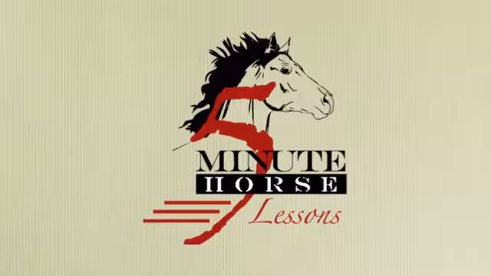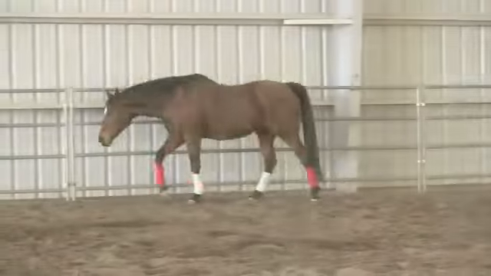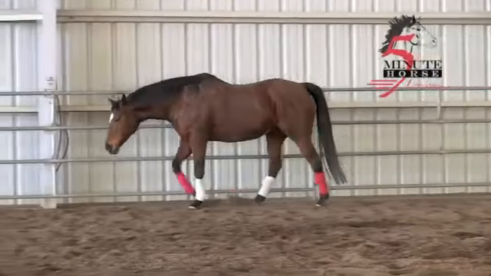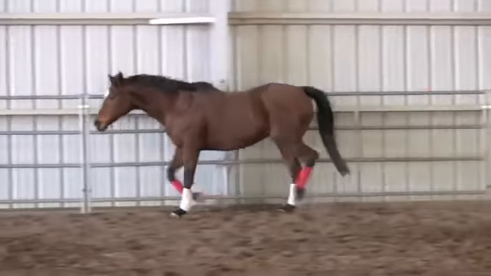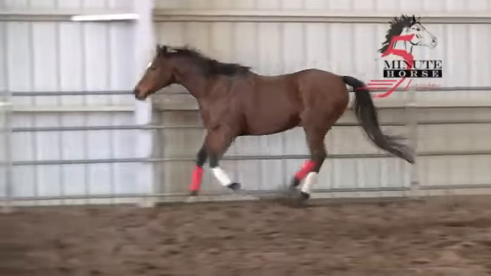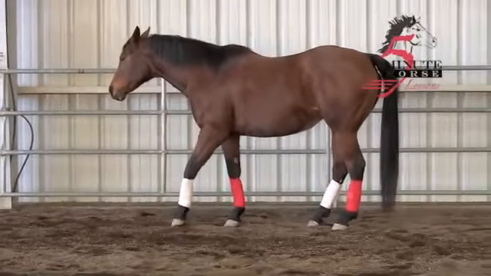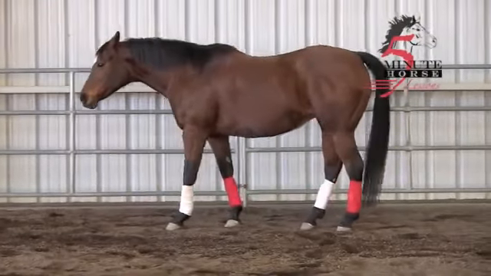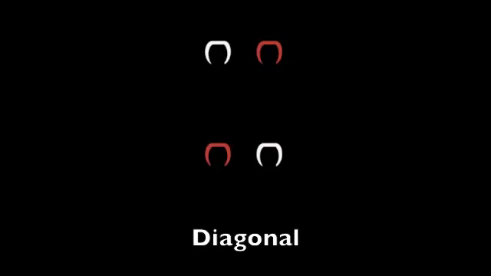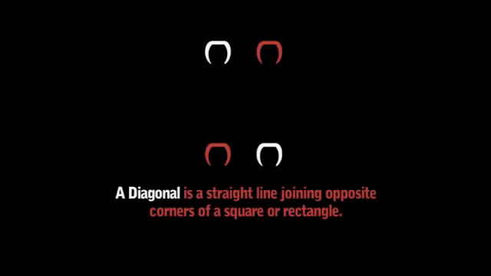Footfall, emphasizing the diagonal with 5-minute horse lessons. In this segment, we're going to analyze the walk, the trot, and then we'll take a look at the lope or the canter, and we'll also take a look at the backup, all highlighting the importance of the diagonal. To begin, let's define that diagonal.